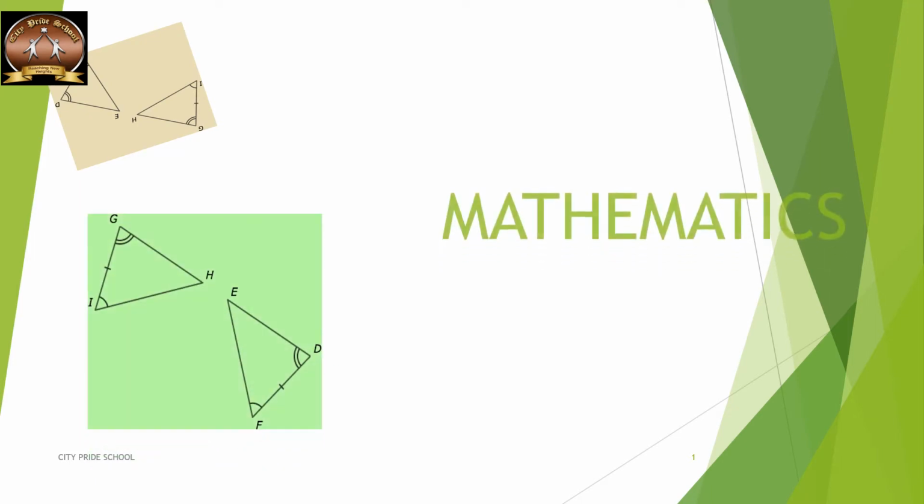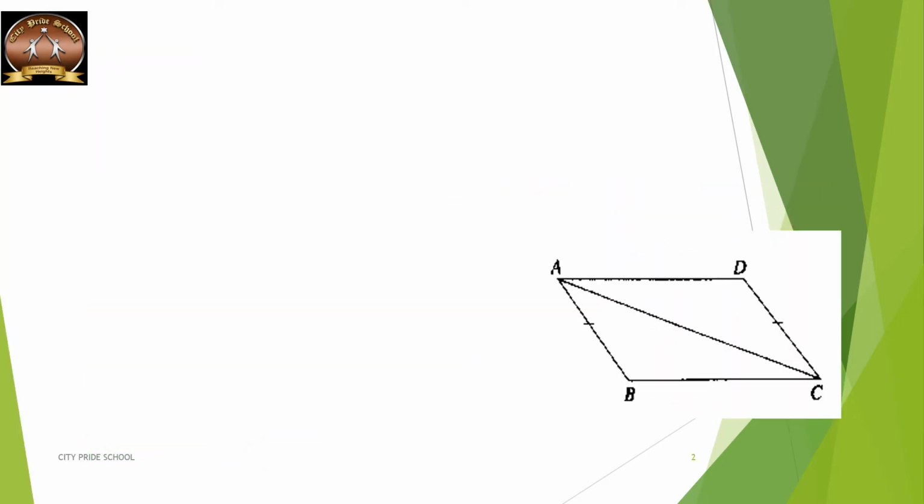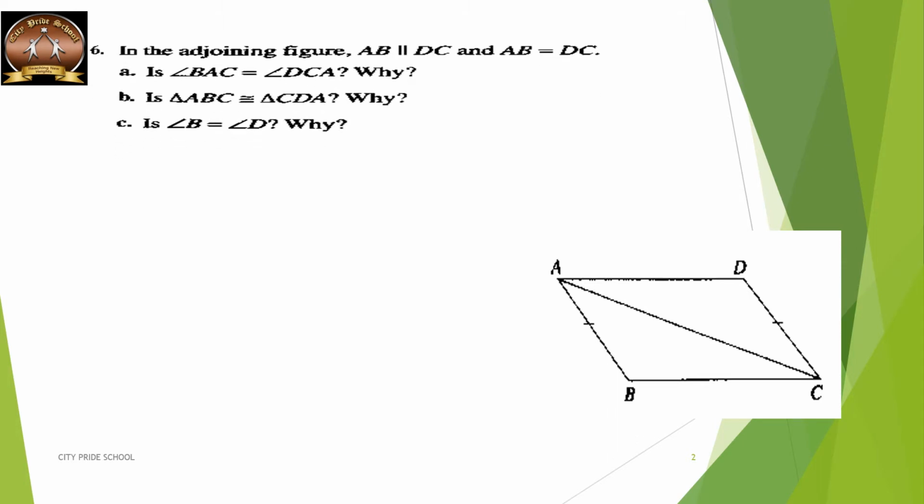So children, let us now continue with our chapter, that is chapter number 9, congruence of triangles. Now let us continue with our question number 6. It says that in the adjoining figure, AB is parallel to DC. So here the figure is there. I'll just mark here that AB is parallel to DC.